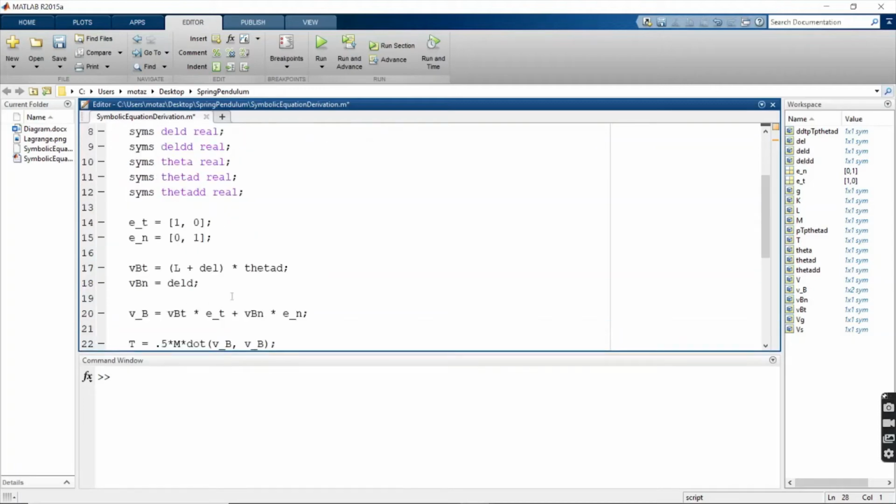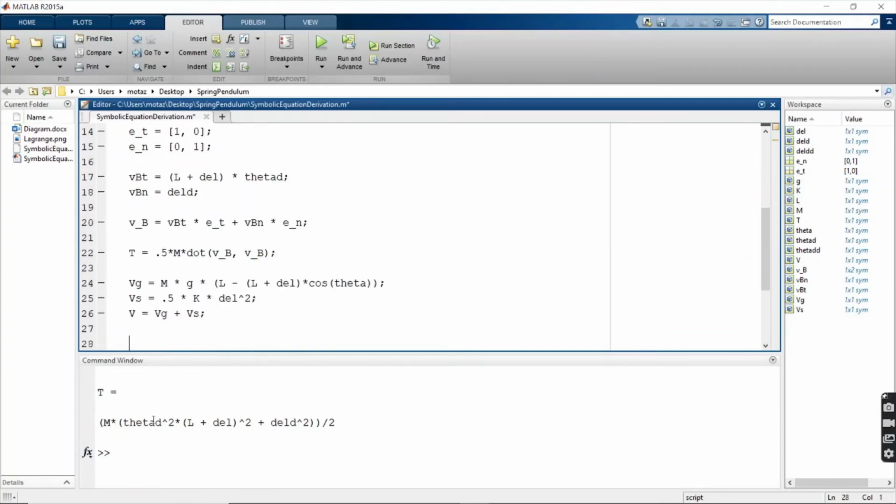So basically it's the partial derivative of T. If we run it, T is your kinetic energy. So basically we're going to differentiate this term with respect to theta dot. I think I said theta before, I meant theta dot. So we can simply use the diff function in Matlab.